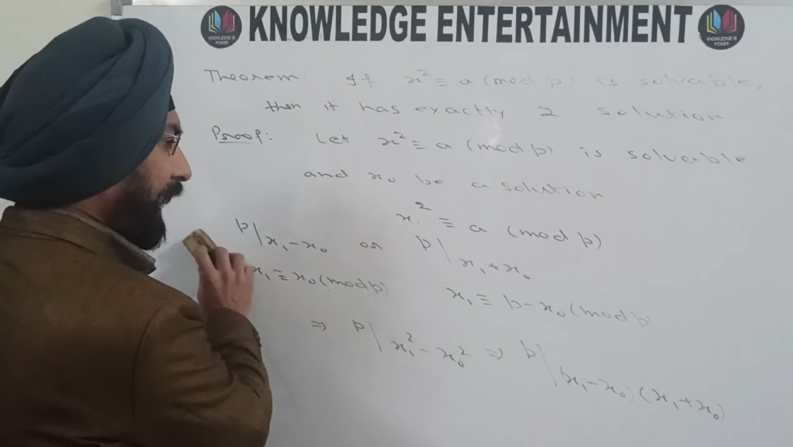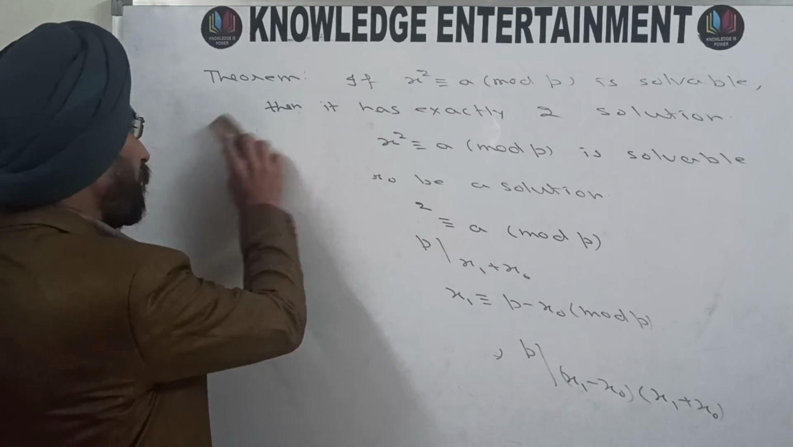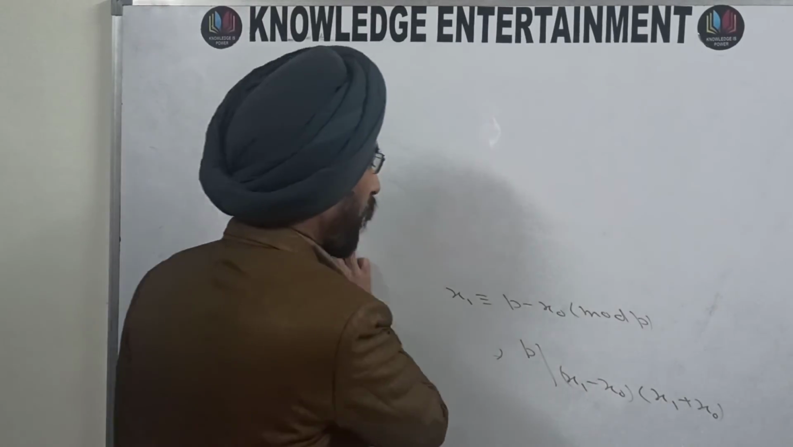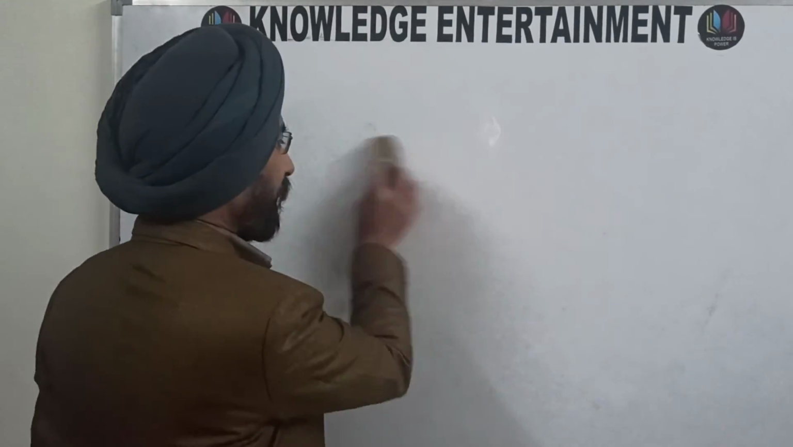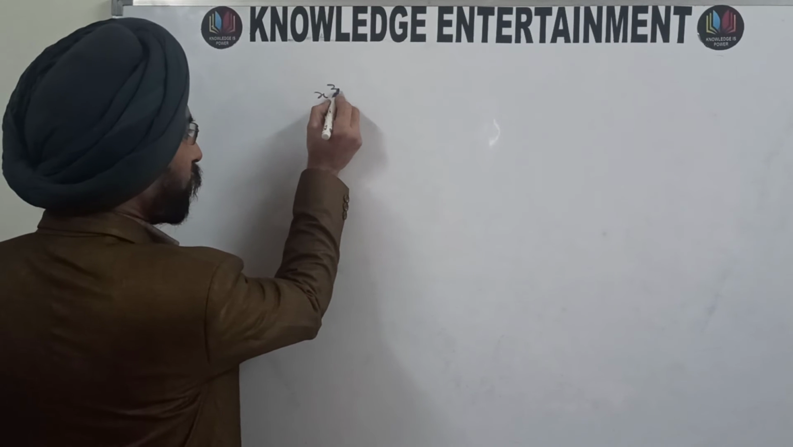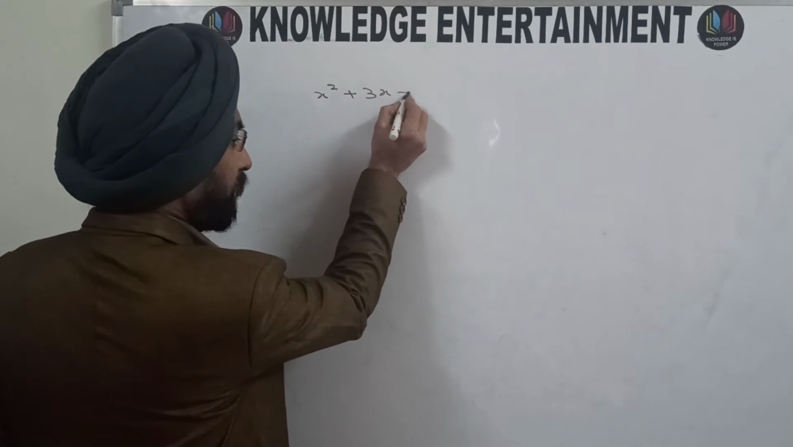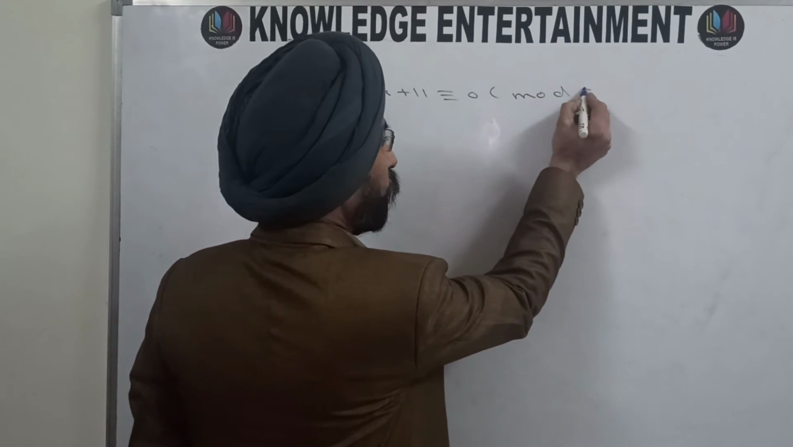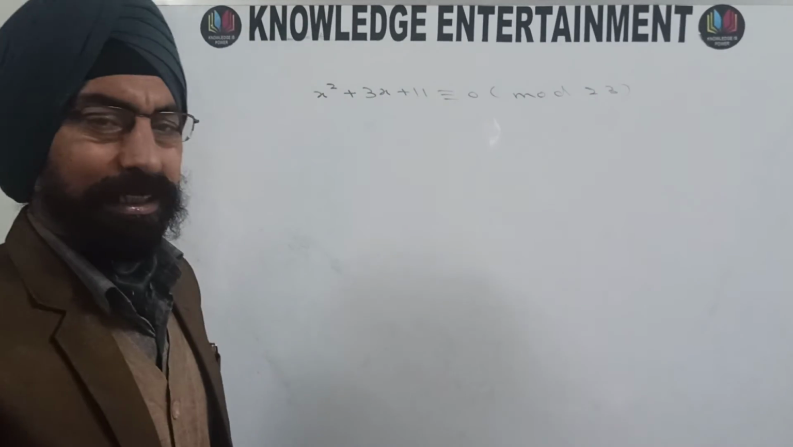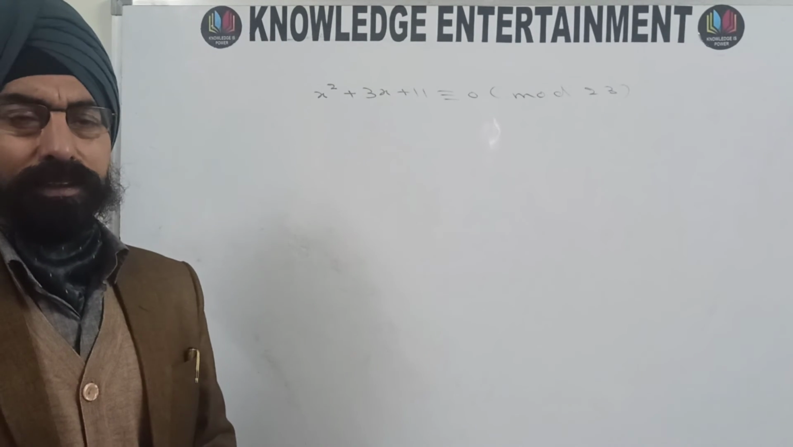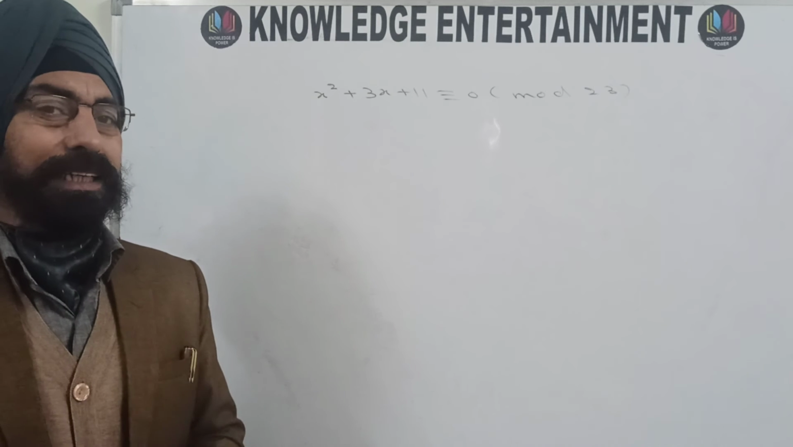And now let us have some basic applications of quadratic residues: how to obtain the solution of a given quadratic congruence equation. Consider this congruence equation: x square plus 3x plus 11 is congruent to 0 modulo 23. Let us see whether this equation has a solution, and if it has, what will be the other, because there are exactly two solutions.